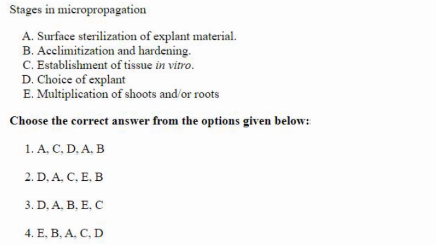Then establishment of tissue in vitro. Then multiplication of shoots and/or roots, as the explant gives rise to multiple shoots or roots. And finally acclimatization and hardening, where you transfer the plant outside. So the option will be D A C E B. Answer is option 2.